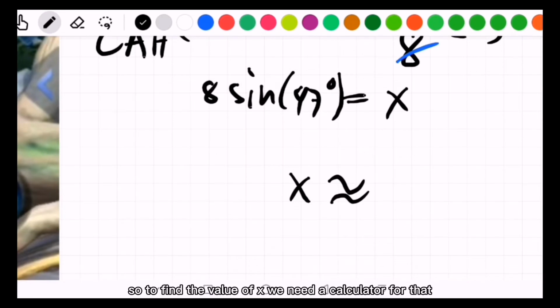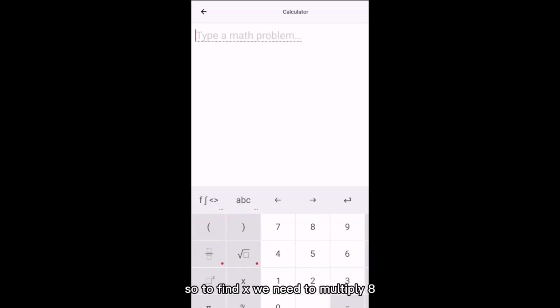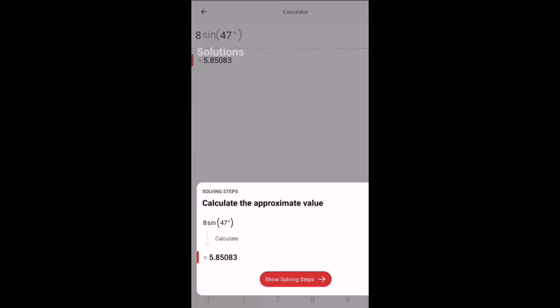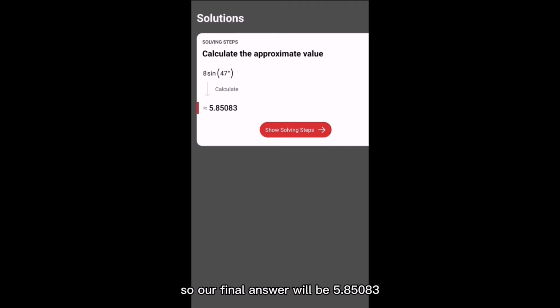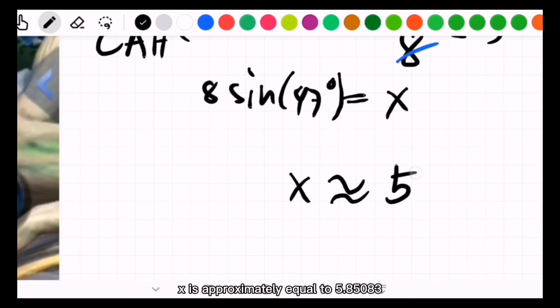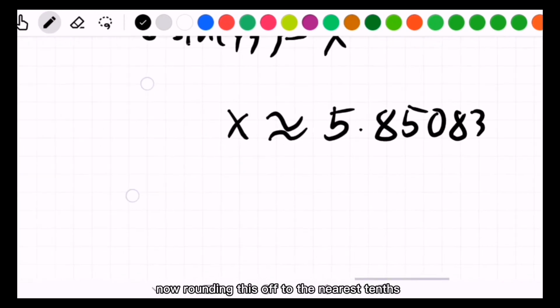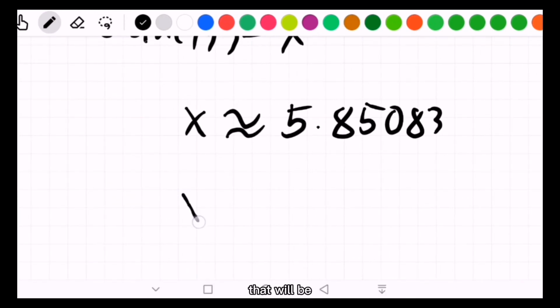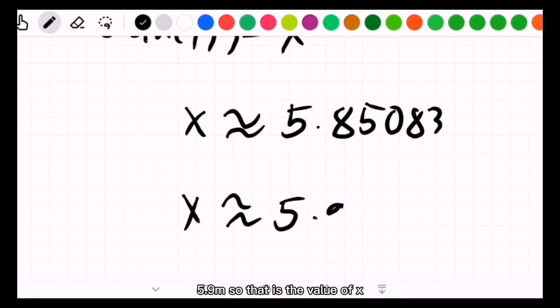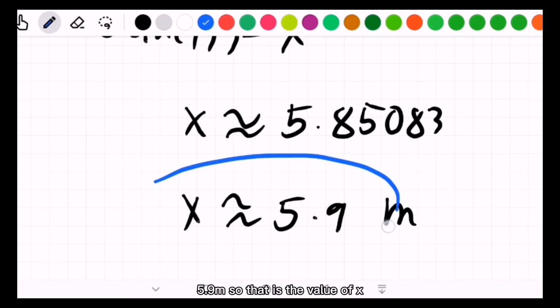So to find the value of x, we need a calculator for that. So let us show that by using a calculator. To find x, we need to multiply 8 together with the sine of 47 degrees. So our final answer will be 5.85083. X is approximately equal to 5.85083. Now, rounding this off to the nearest tenths, that will be 5.9 meters. So that is the value of x.